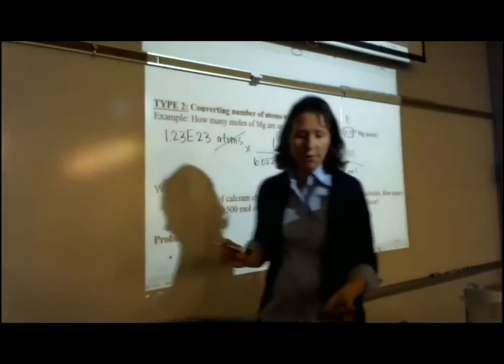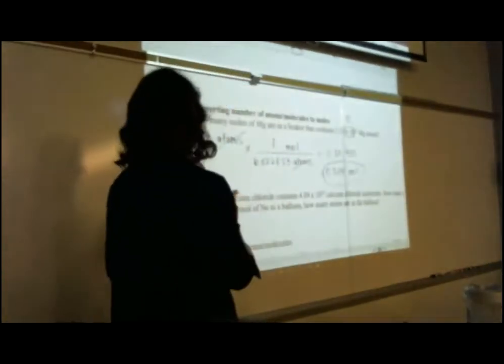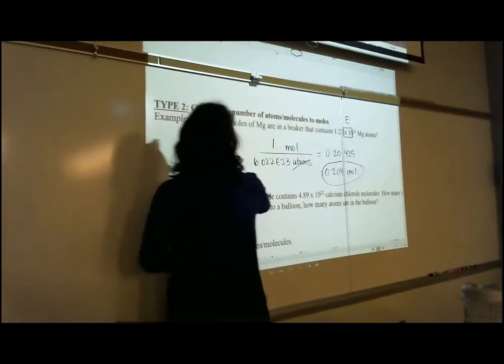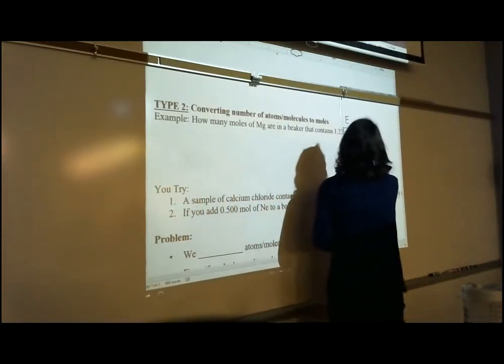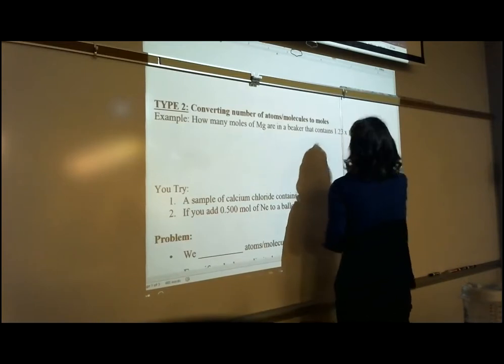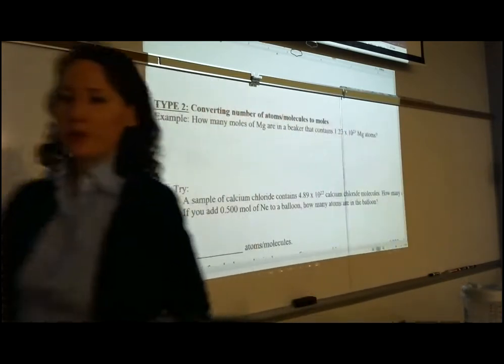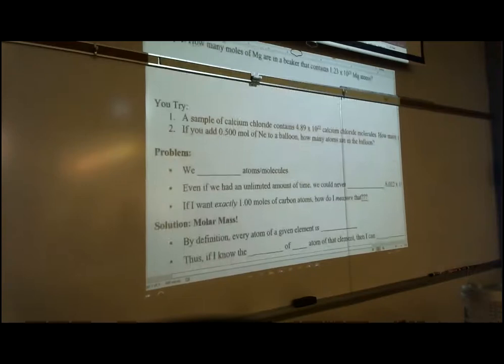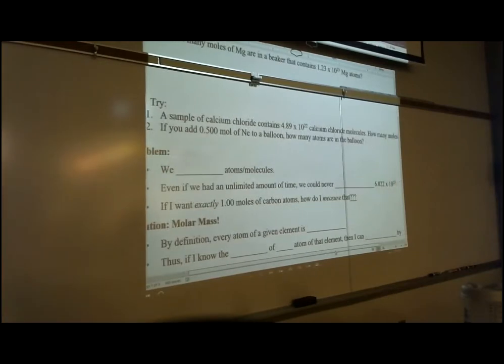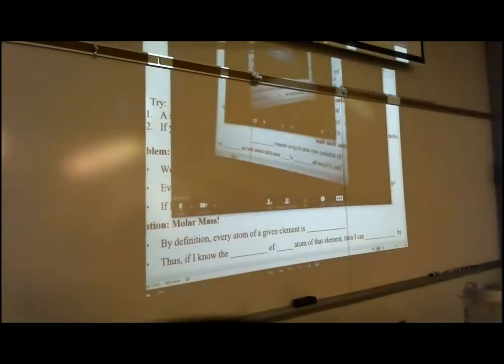So take a minute and try these 2 problems. I'll pause the recording. So you try these 2. A sample of calcium chloride contains 4.89 times 10 to the 22nd calcium chloride molecules. How many moles is this? If you add 0.5 moles of neon to a balloon, how many atoms are in the balloon? So take a second and try those, and we'll go over them.